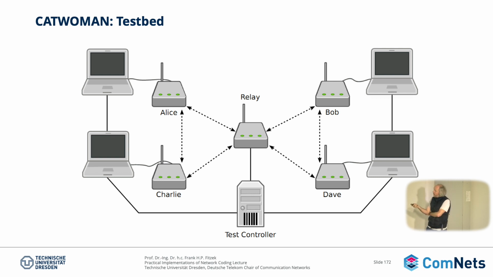The traffic itself was generated by a laptop because the small devices could not create so much traffic that would overload. And then we said, okay, when we have this, we can do Alice and Bob, but we can do the X topology, cross with overhearing, without overhearing, and there's a test controller that collects all this stuff.